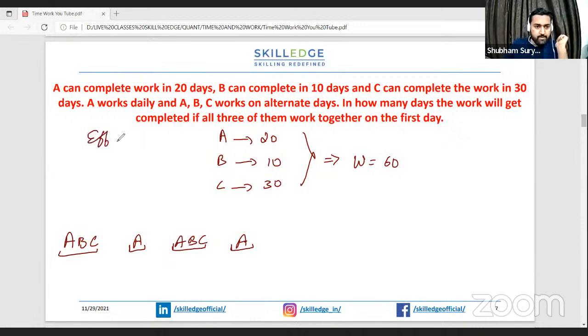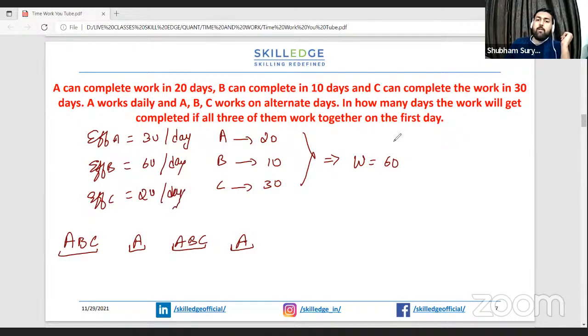Now we'll figure out the efficiency of A, which comes out to be equal to 60 by 20, that is 3 units of work per day. Okay. Yes, correct. So what is the answer? Let's see ahead. Efficiency of B is equal to 60 by 10, which is 6 units of work per day. And if I talk about the efficiency of C, it comes out to be 60 by 30, which is 2 units of work per day, guys.